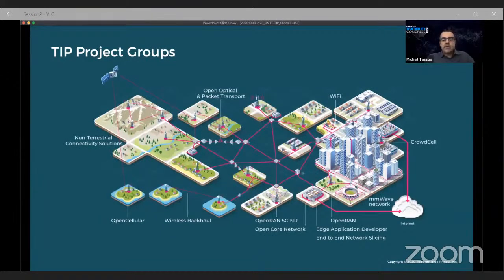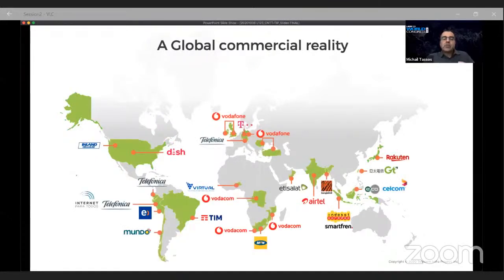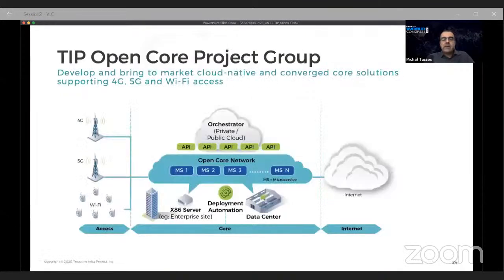So if you go to the next slide, you'll see that we have 14 TIP community labs around the world, in pretty much different locations on every continent. Most of these labs are sponsored by service providers, where they bring together members of the community to work on different solutions. And then if we go to the next slide, our goal is not just to test the solution in the lab, but to take it to deployments and help our members take these solutions commercial.